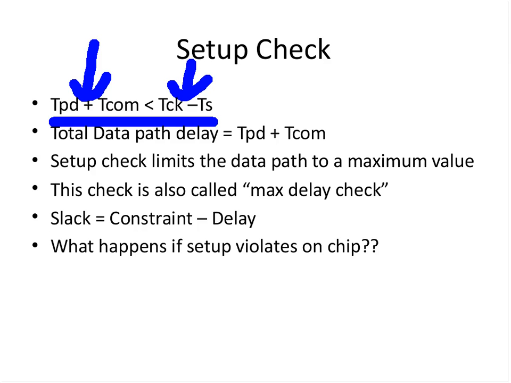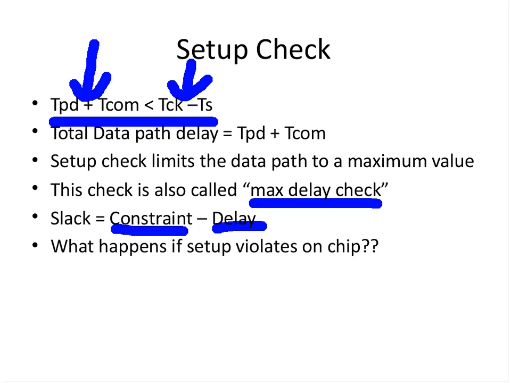What comes into design while designing the combinational part? TCOM is actually under user control. So your path delay should be less than some maximum value. That is why setup check is also called max delay check. What is slack? Slack is constraint minus delay. What is constraint? TCK minus TS. What is delay? TPD plus TCOM. If the slack is positive, timing is met. If the slack is negative, timing is violated.